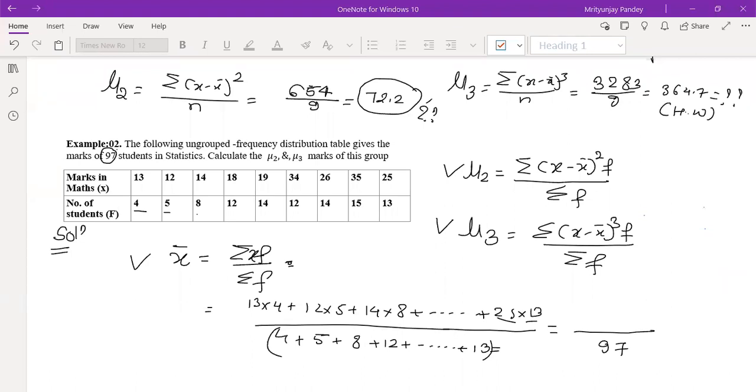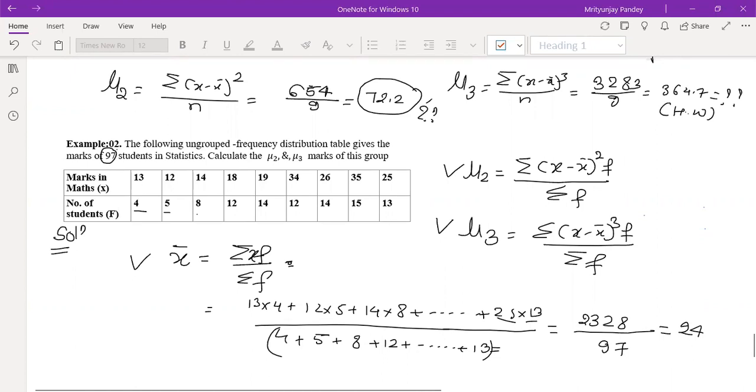Okay, and summation of x is 2328. 2328 divided by 97, then the answer will be 24. Understood? Any doubt? No, sir. Okay, now make a table for x minus x bar the whole square, x minus x bar the whole cube.